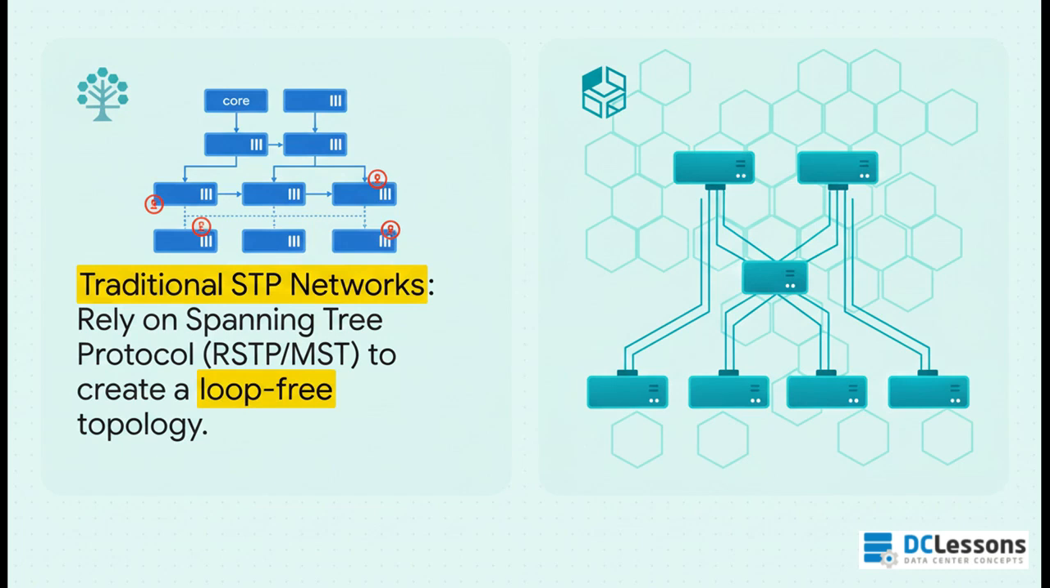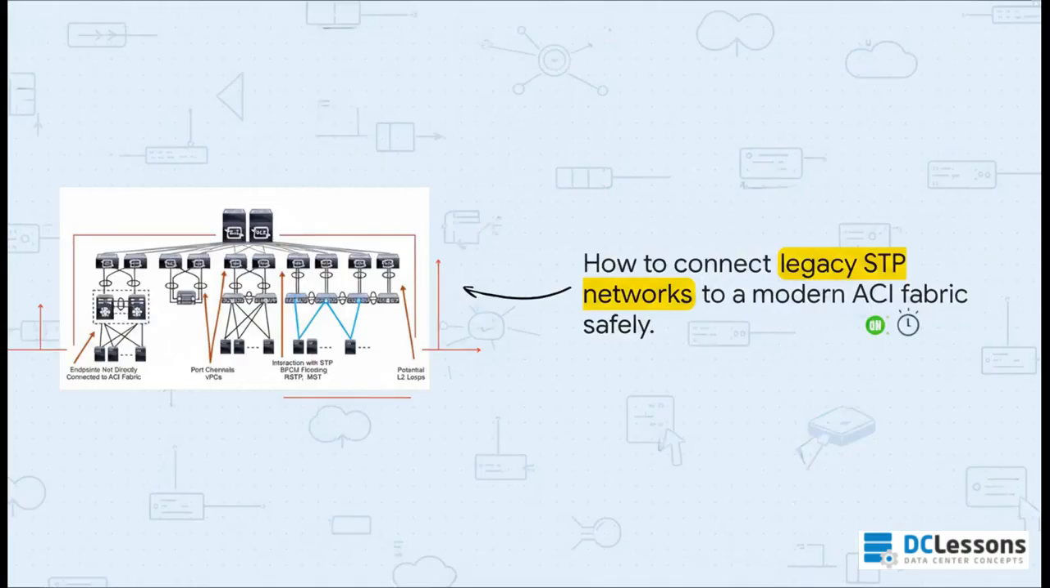And then you have ACI, a whole different beast. It's a modern leaf-spine fabric that uses a Layer 3 IP network underneath it all. And remember, in this world, every external device, including your legacy switches, has to plug into a leaf switch. And this picture right here really nails the problem we're solving. You can see all the core integration points and the challenges we're about to dig into.